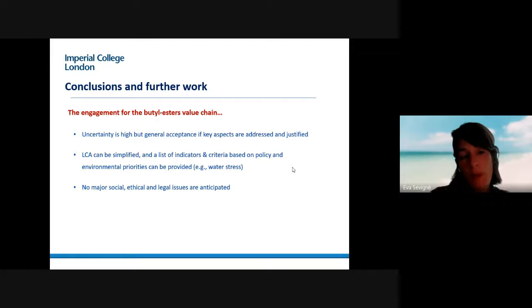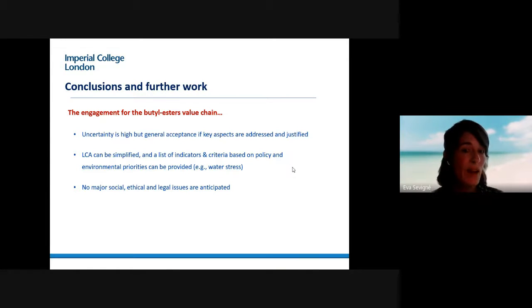And we believe that the LCA can be simplified, and instead of having a full LCA, having the whole range of environmental impacts, we can have a list of indicators and criteria based on policy and environmental priorities, but it really depends on the location. So depending on the location, we can have a threshold for the water stress or the water scarcity to see how the different elements can be incorporated into the process.